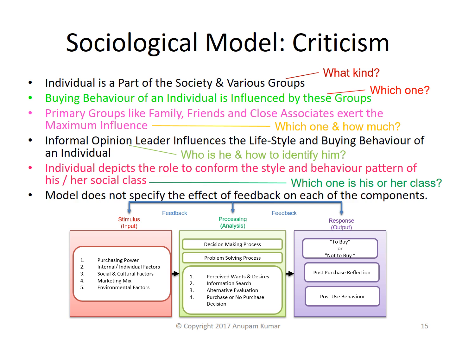Finally, the model does not specify the effect of feedback on each of these components. For example, the model specifies three specific components like the stimulus, the processing and the response. And at each component, it simply states that there is a mechanism of feedback which goes from the society while the various processes are taking place.